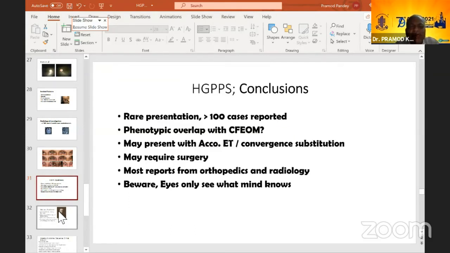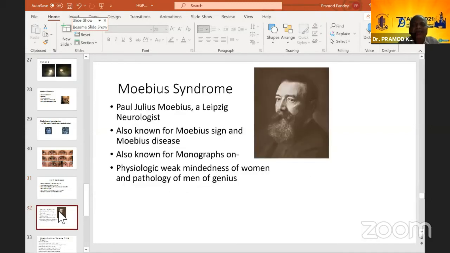Most reports are from orthopedic and radiology specialties. And beware, eyes only see what mind knows. So you may miss the diagnosis. So it is important to tell that one may be aware of this, so that you don't miss the diagnosis. There are very few slides about Mobius I want to show you, because this is again another condition which you may see once in a while.